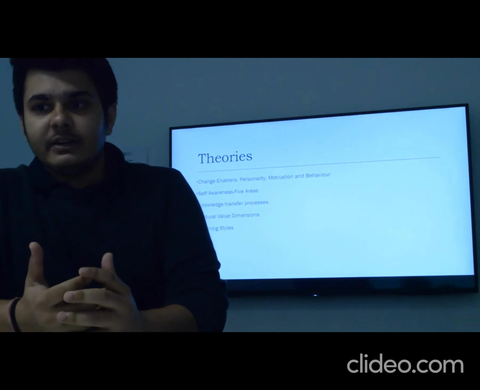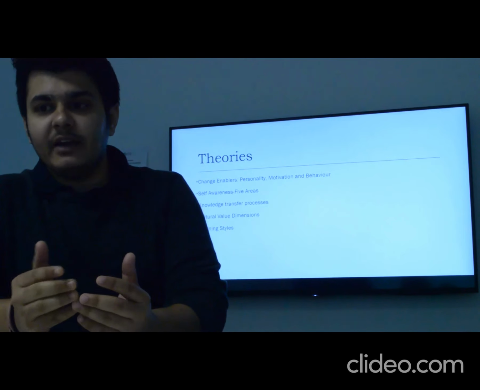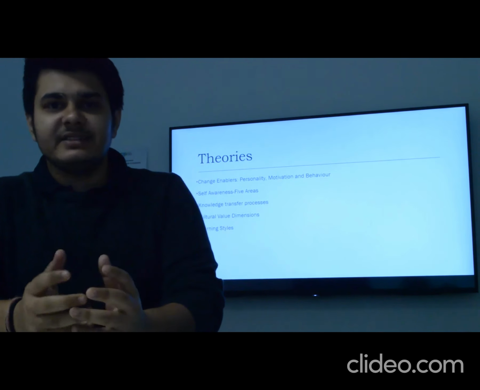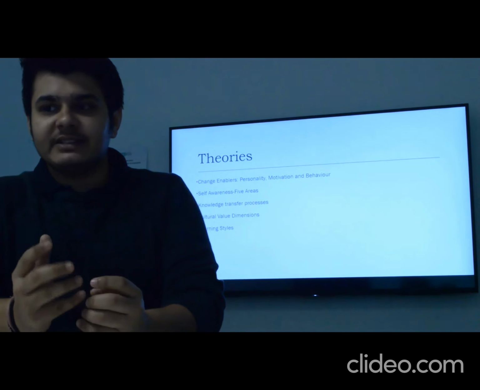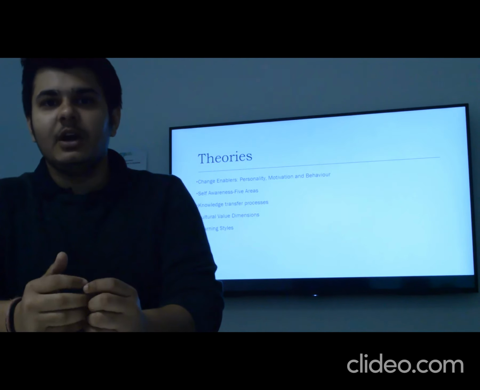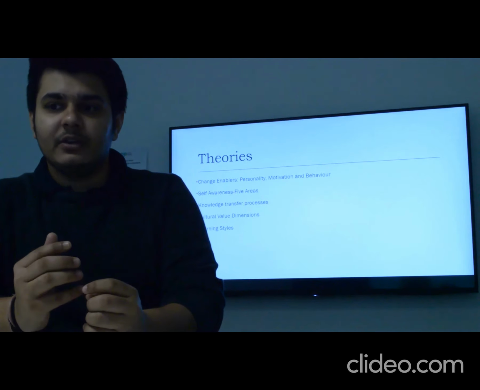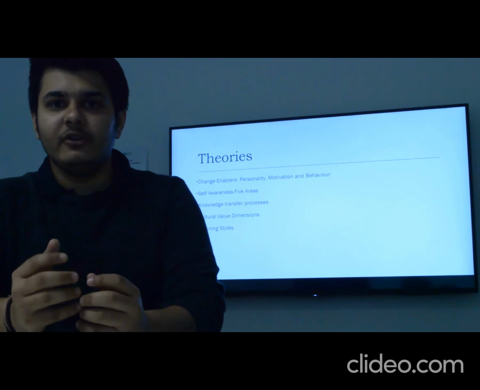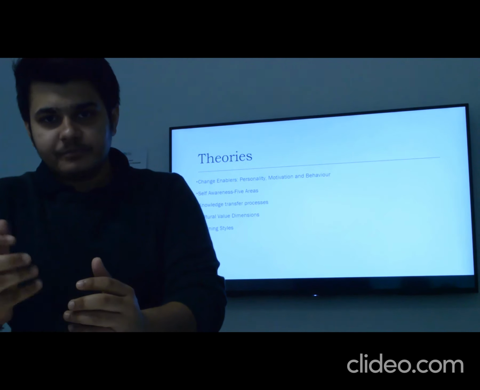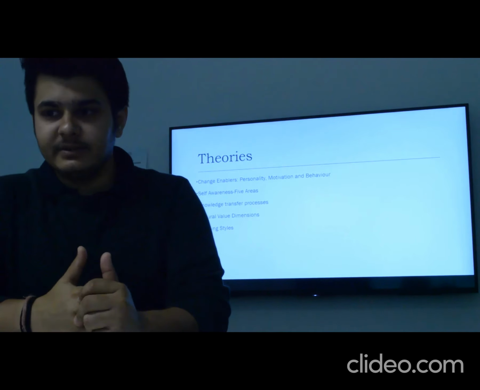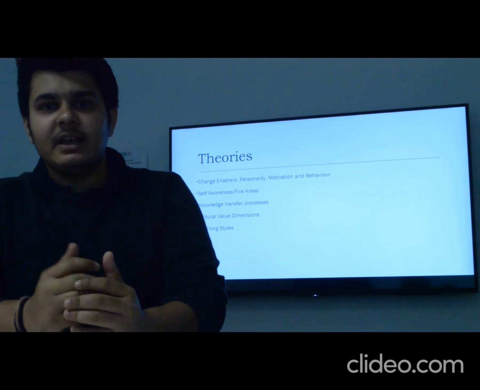So what theories underpin these? There are many which underpin the three main key drivers. To name a few: change enablers, which are part of knowledge culture. Personality, motivation, and behavior are the three main leading factors of these enablers. There is also self-awareness, where we talk about five different areas in which we develop ourselves within the knowledge management system. We also have knowledge transfer processes, culture value dimensions, learning styles, and so on.